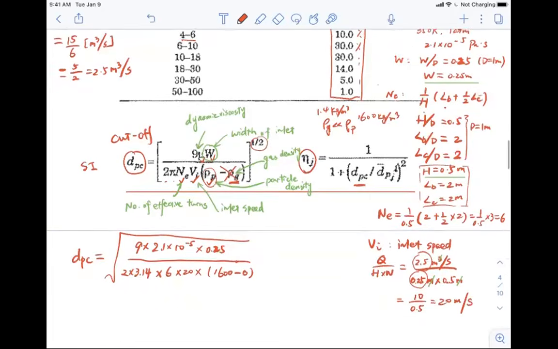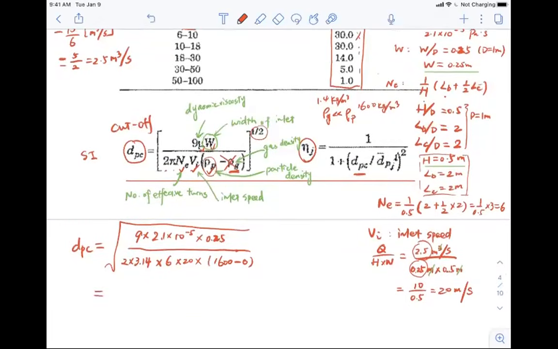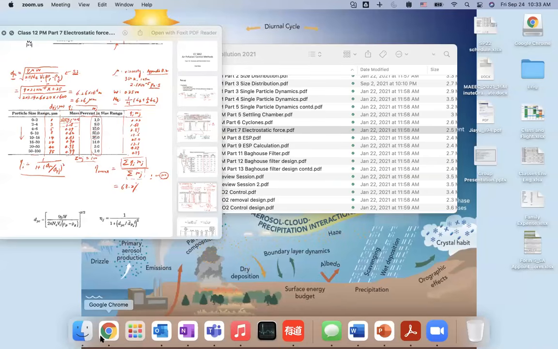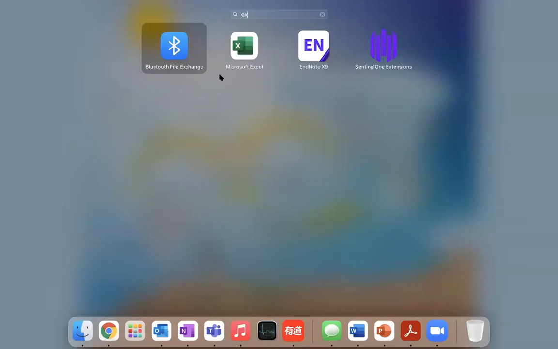So if you have a calculator by your side, you can start to type it in. And what I'll do is probably I'll just put it into a website. Okay, let me just share my entire screen, or just an Excel spreadsheet.